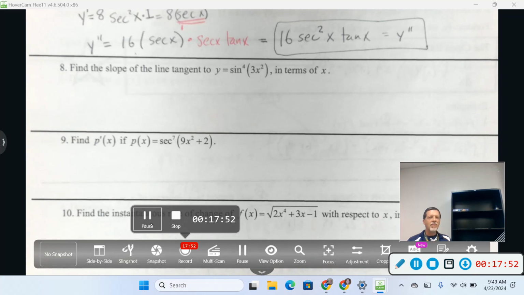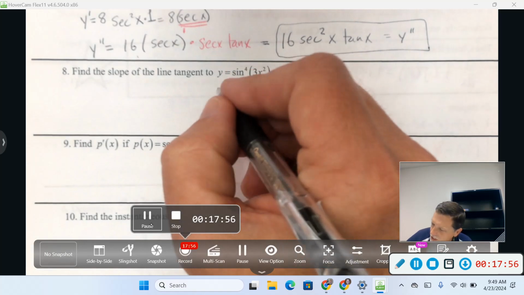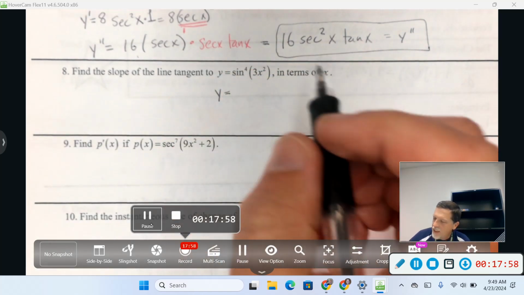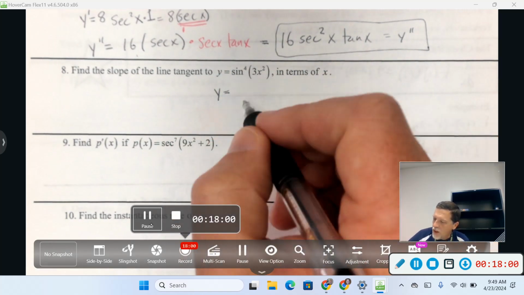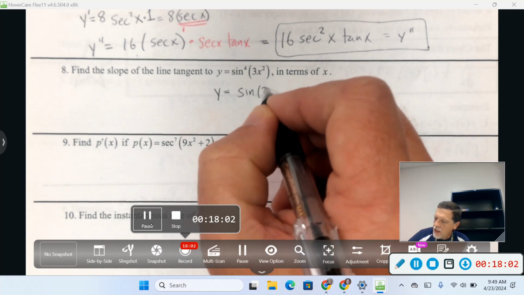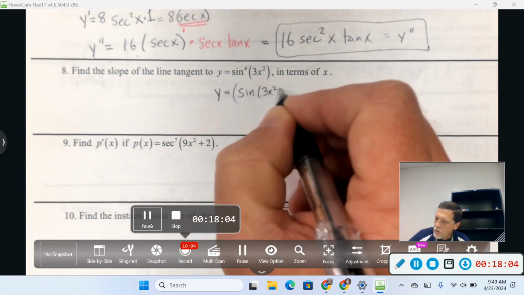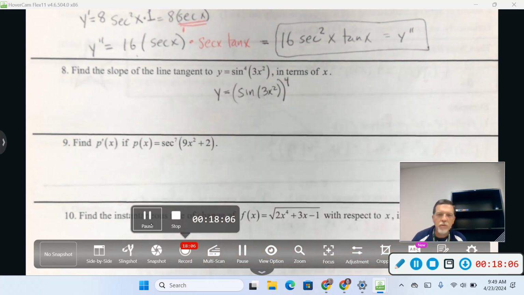Number 8. We got multiple chains going on here. I think I'm going to rewrite this. Probably most of you are fine without rewriting it. But when you rewrite it, it just becomes super clear how to go from the outside in. I should have brought more colors to do this one because I've got all kinds of chains going on here.